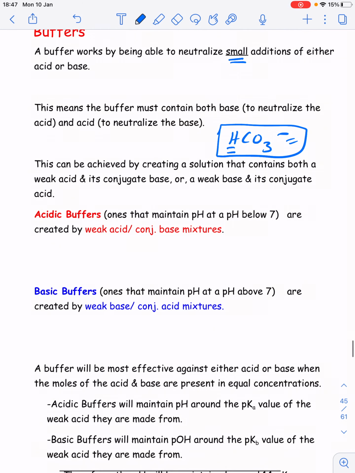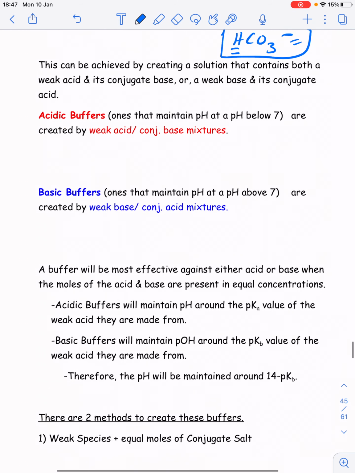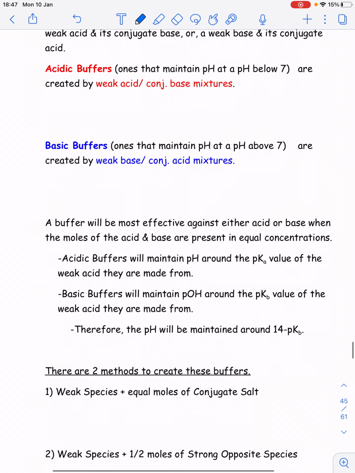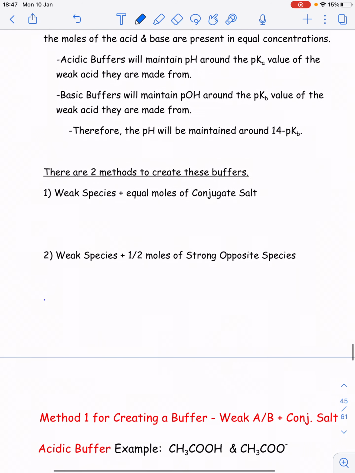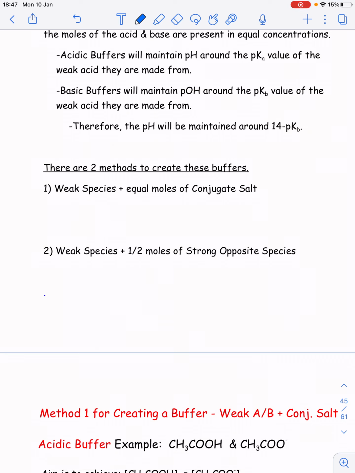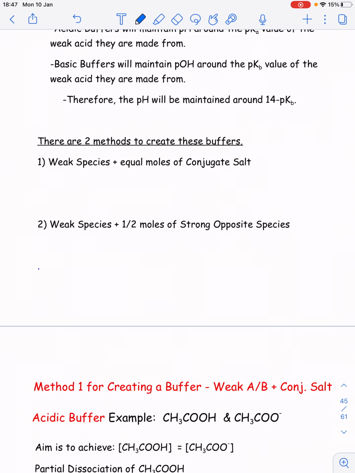It's important to note that we can have acidic buffers, where the pH that is maintained is below 7. And we can also have basic or alkaline buffers, where the pH is maintained at some pH above 7. Now, there are two different methods to create a buffer in the lab, at least that the IB wants you to know about. I'm actually going to skip ahead to method 2 because it's one that we've already seen when we did titration, and then I'll come back to method 1.